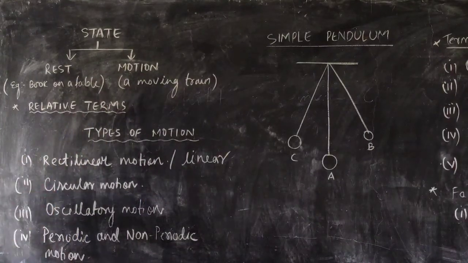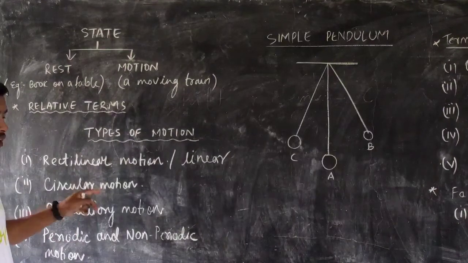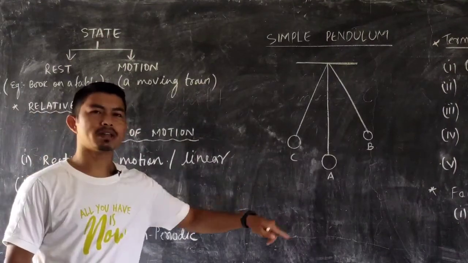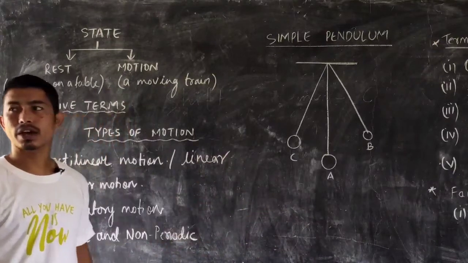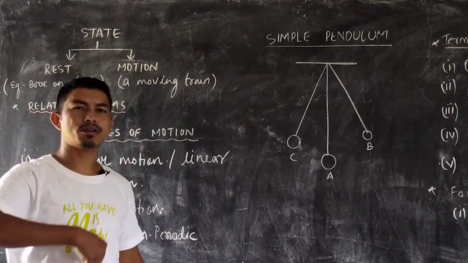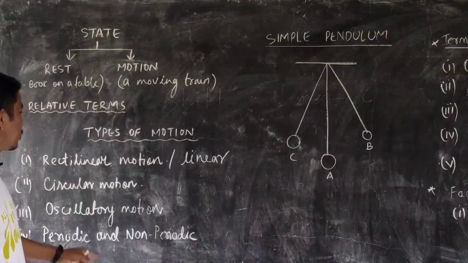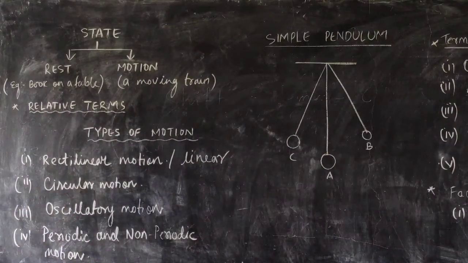Now coming to circular motion, the name itself suggests a body moving in a circular path. For example, on a racing track, the car moves in the same circular path again and again. Such kinds of motion are said to be circular motion.